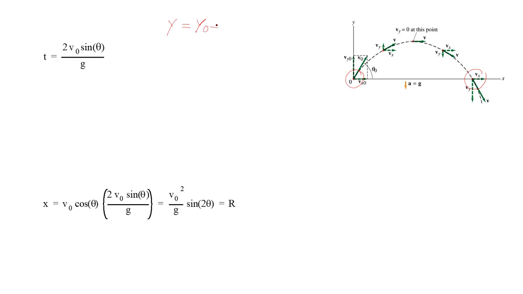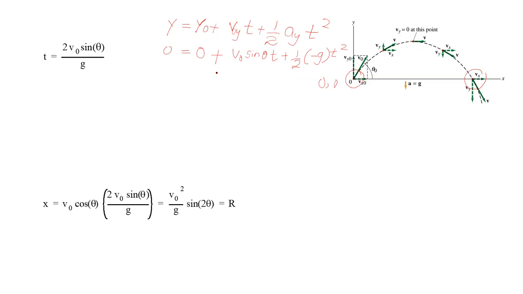y is y naught plus v naught y t plus half a_y t squared. This is my equation. I'm starting from here. In other words, what is my y? For the whole thing, y is 0 because it hits the ground, because this is my 0, 0. y naught, you're starting from here. v naught y, we know v naught y is v naught sine theta, t plus half a_y, which is negative g, t squared.